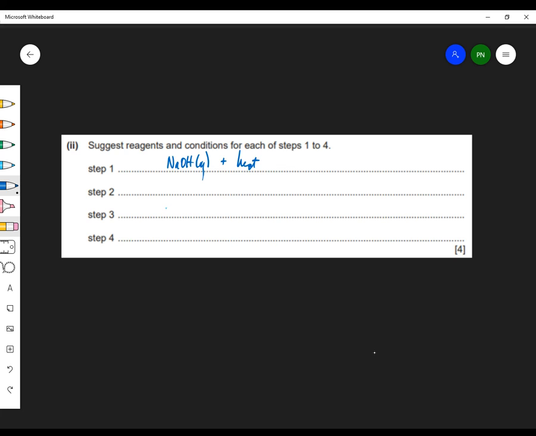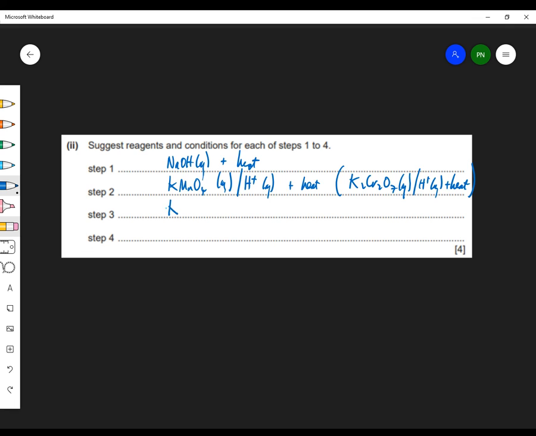Step two, it's an oxidation, so we use the purple stuff, potassium manganate, aqueous, and it's got to be acidified, and heat again. Now you could have also used the potassium dichromate there, again aqueous, again acidified, again plus heat. You've got to say the heat. All right, lots of you didn't.